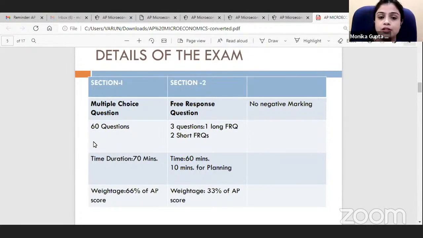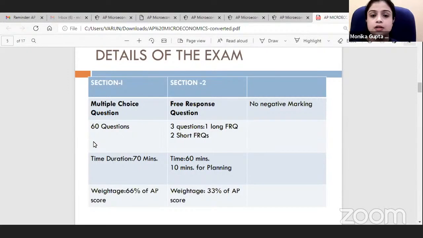Now the time limit will be 60 minutes, and out of the 60 minutes, 10 minutes are always given for planning. In that planning time, you need to understand your question, read it, and examine what all things you are going to mark in that answer, and what sort of graph you need to make. I always prefer that you utilize that planning time, and then start your exam, but it is not mandatory. If you do not want to use that time period and want to write your answer, you can.